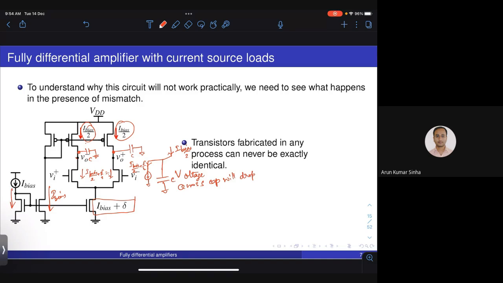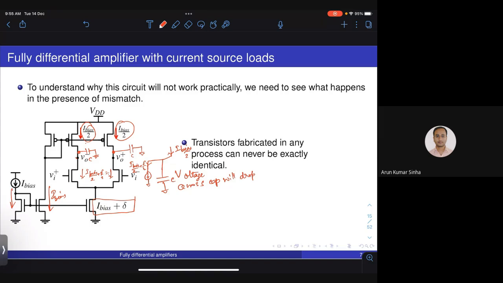As the voltage keeps dropping, at some point the input transistors will go out of saturation and your amplifier will stop giving you any gain. Notice that I have not assumed any smallest value of mismatch that the circuit can sustain. Even if delta is arbitrarily small, this problem will still be there. You can never match two current sources to be exactly the same value in any process. So this circuit will not work. It will eventually discharge the output till the input pair M1 and M2 go out of saturation.